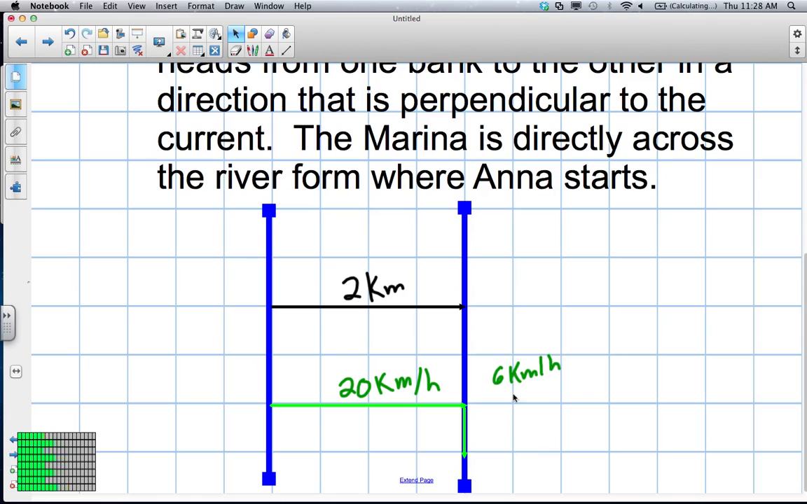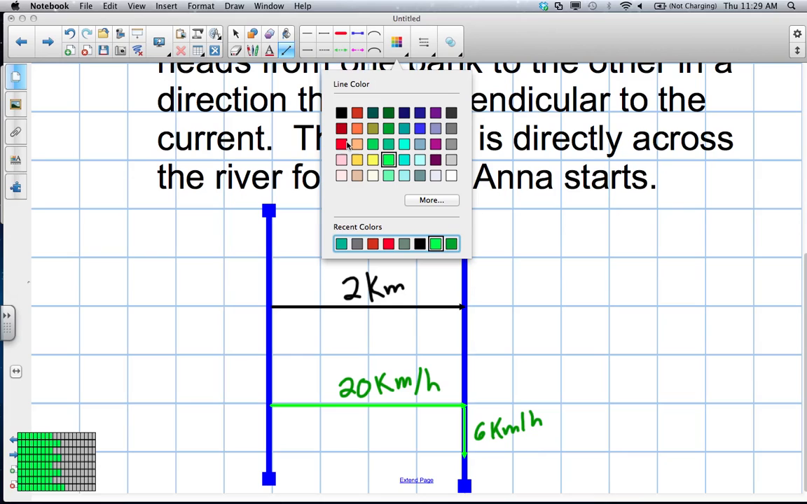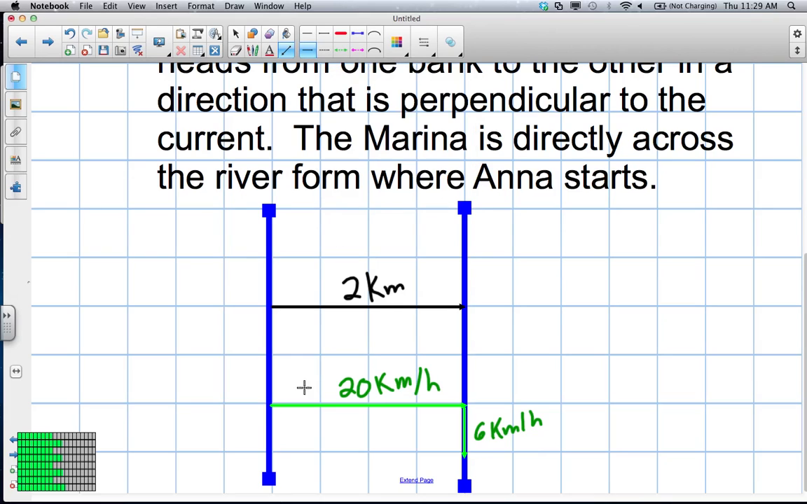Kind of like we're adding them to find out what will happen if she tries to travel directly across the river. Okay? Our resultant vector is what is going to come of this situation. As she travels at 20 kilometers an hour across, the river itself is pushing her boat downriver. So she's not going to actually get to where she wants to, or at least where she's aiming. The resultant vector we will color black. So our resultant vector is where she's going to end up down the river.